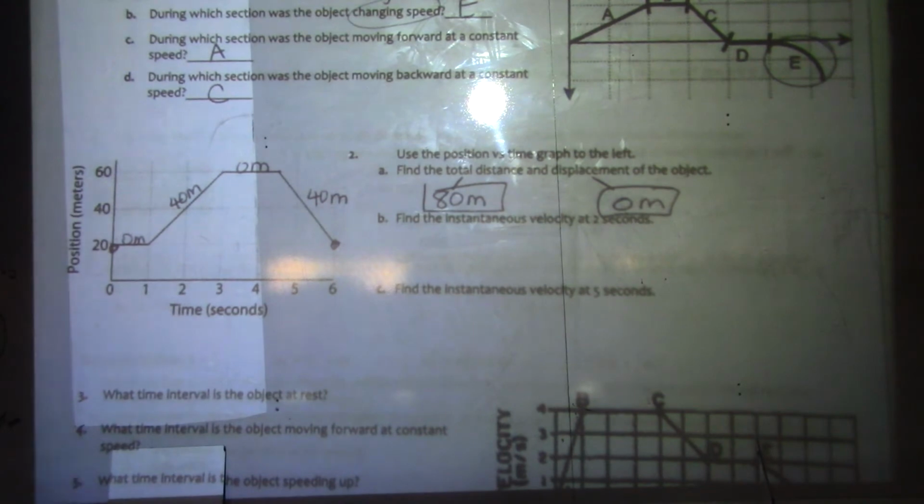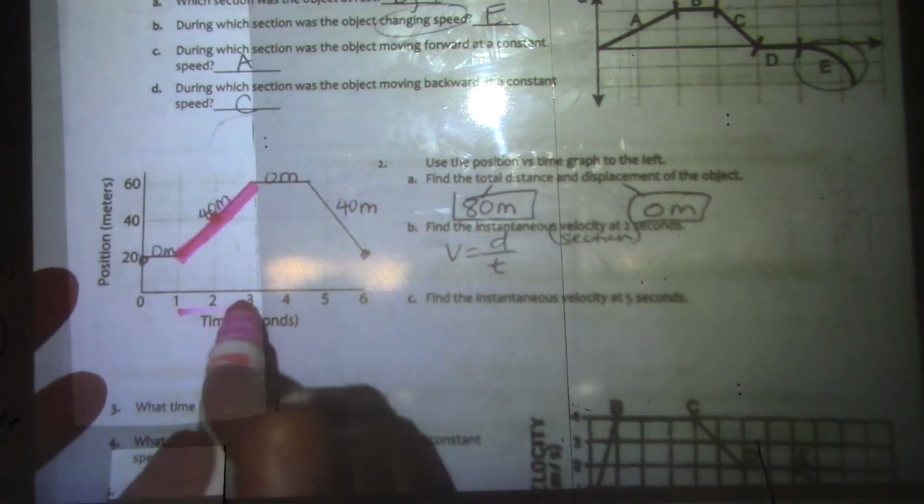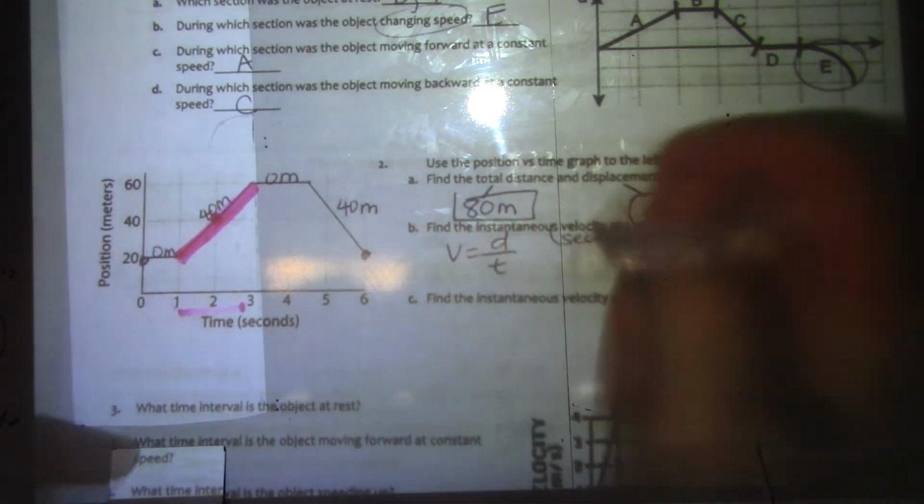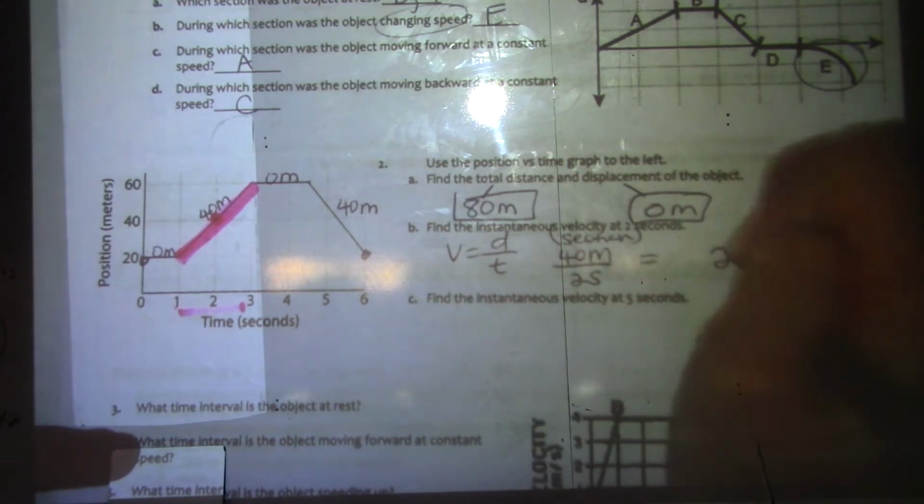The instantaneous velocity at 2 seconds, so 2 seconds is right here. What I don't want to do is just do 40 over 2. Yes, I'm going to use V equals D over T, but I'm going to use it for the entire section, right, not at a point. So I'm going to look at this whole section. This whole section is 40 meters, and the time it took from 1 to 3 is 2 seconds. So 40 meters in 2 seconds gives me a speed of 20 meters per second.